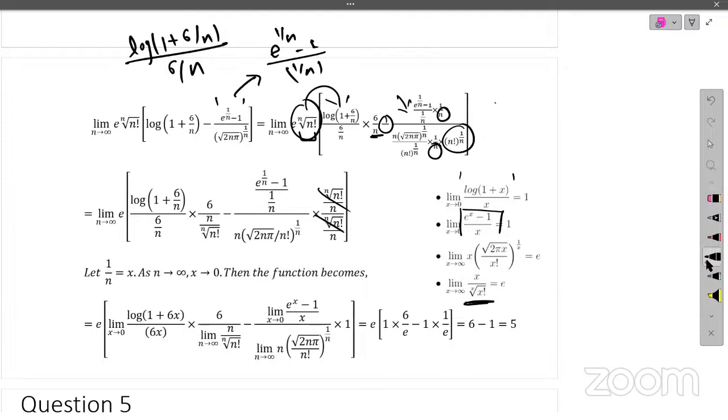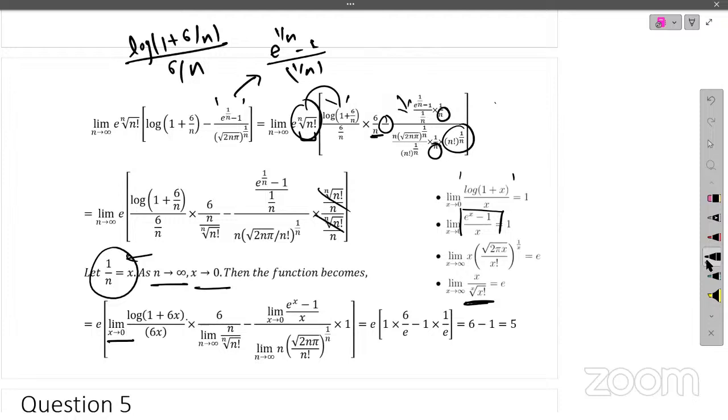Now we just have to observe that if we take x equals 1 by n, then as n goes to infinity, x goes to 0. So we just have to make these changes. Wherever we see 1 by n, we replace it by x. So this limit n goes to infinity will become x goes to 0. Log of 1 plus 6 by n will become log of 1 plus 6x, and 6 by n will become 6 times x, because here we are assuming 1 by n equals x.